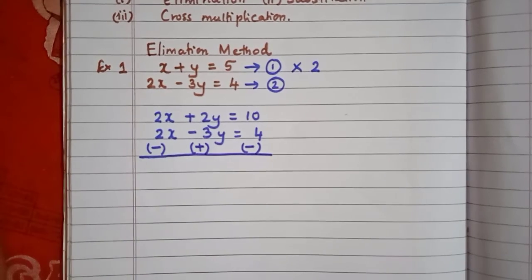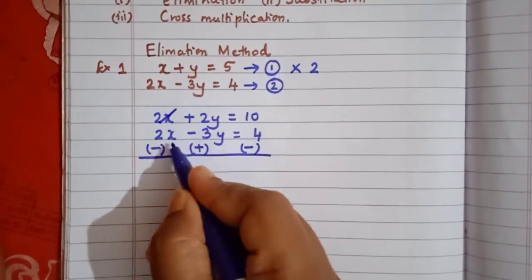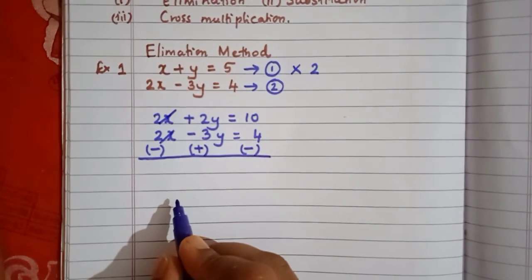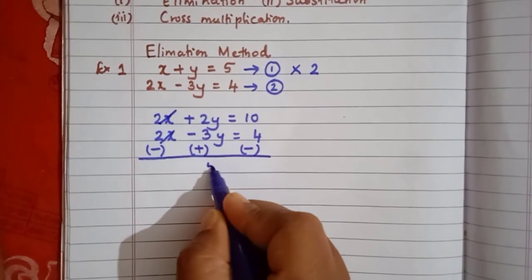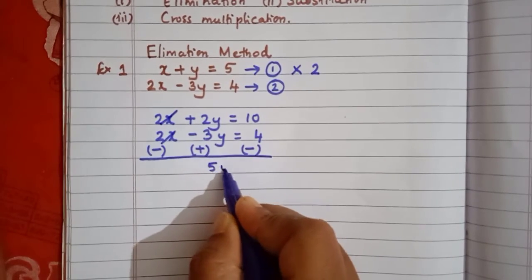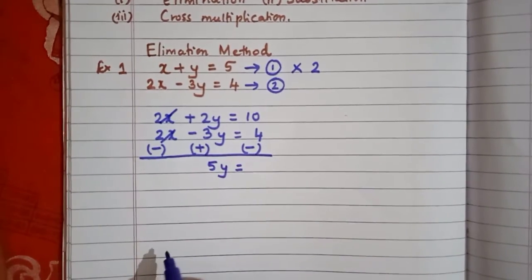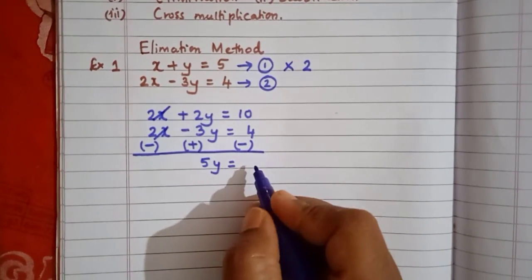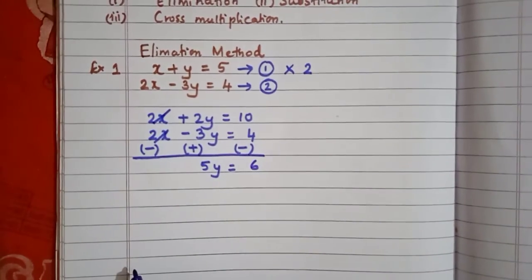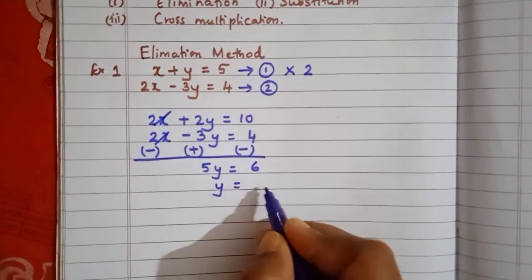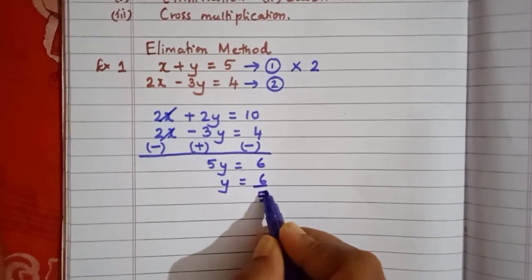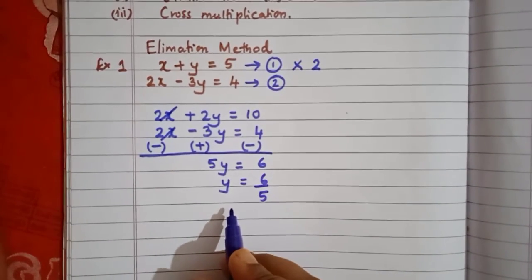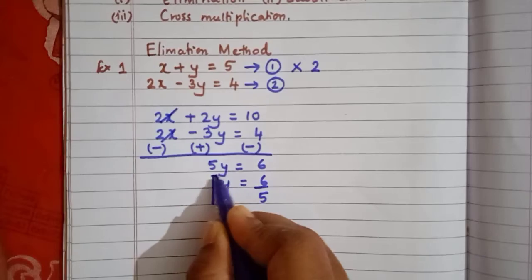So now you can eliminate 2x and 2x and here it is plus 2y and plus 3y, which will be equal to 5y. And here 10 minus 4, which is equal to 6. So y value will be 6 by 5. So we have found what is the value of y. So now we have got the value of y.